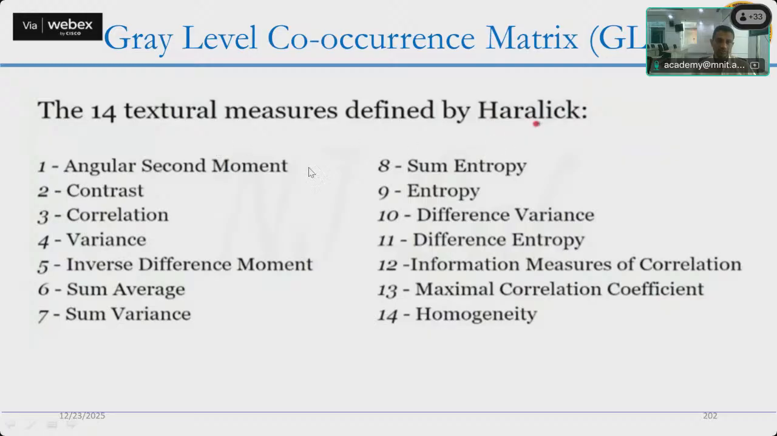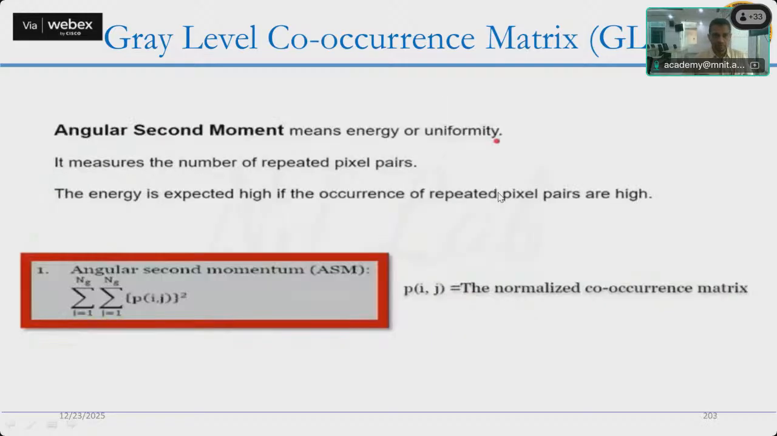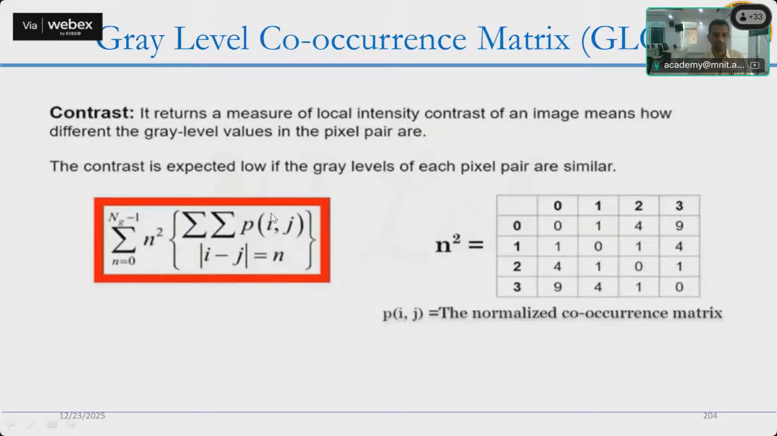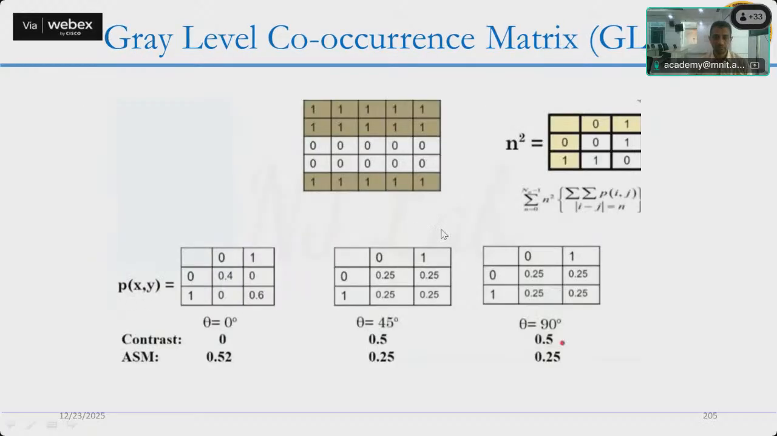There are 14 textural measures defined by Haralick: angular second moment, contrast, correlation, variance, sum average, sum entropy, difference variance. All these are part of the GLCM. That's how you calculate the angular second moment, and again you can calculate the contrast. It returns a measure of local intensity contrast, how different the pixels are. Here again you can see it for the 0 degree.